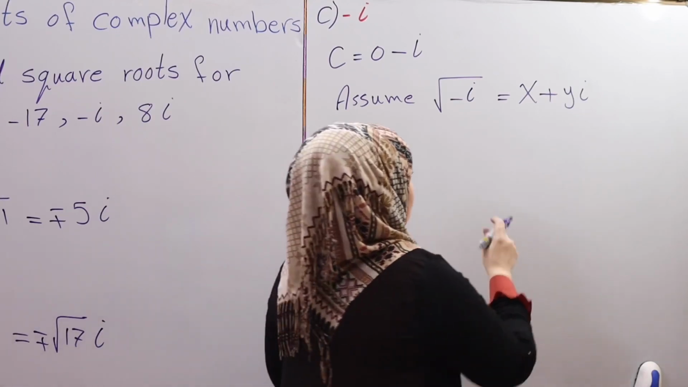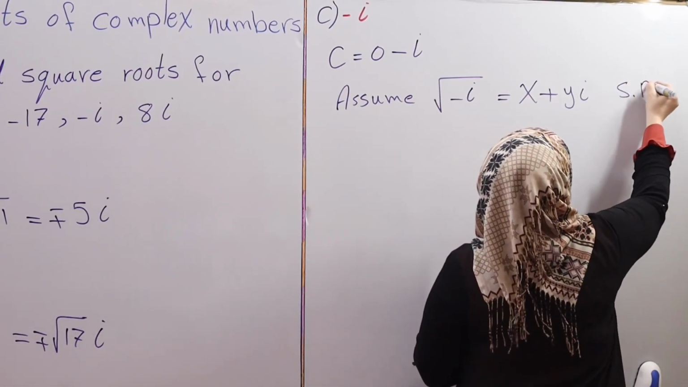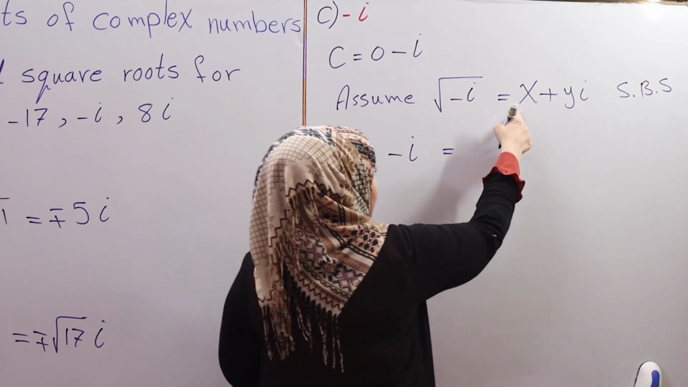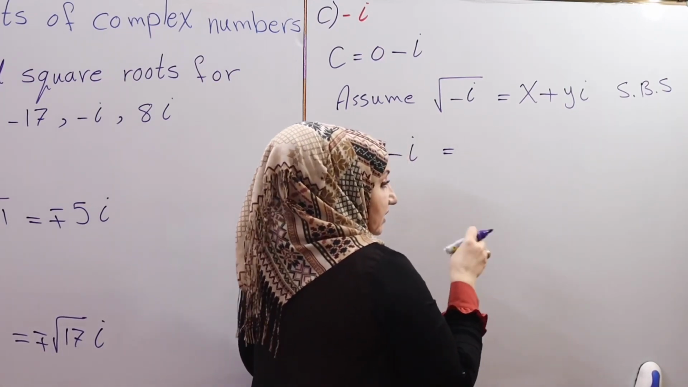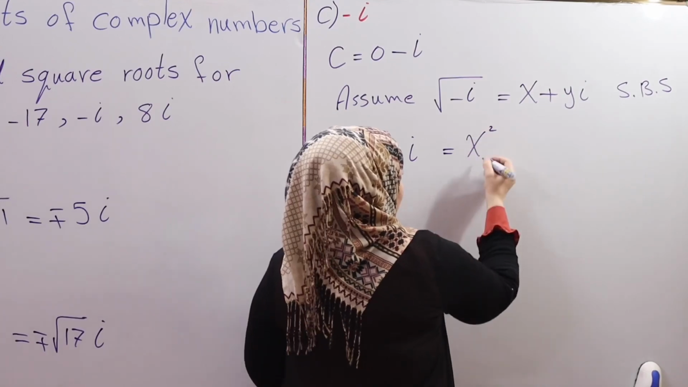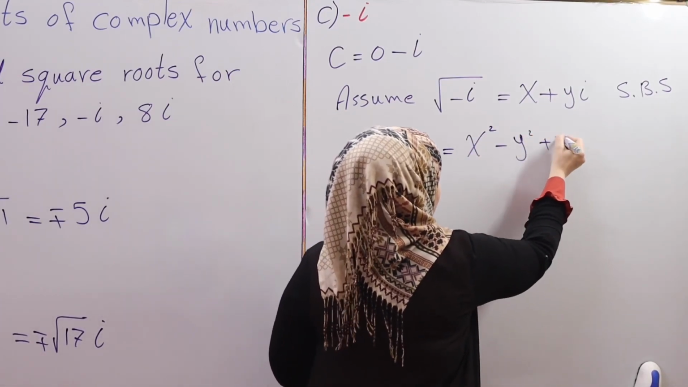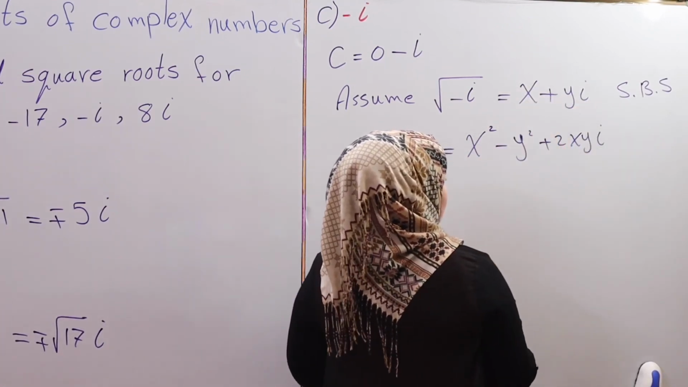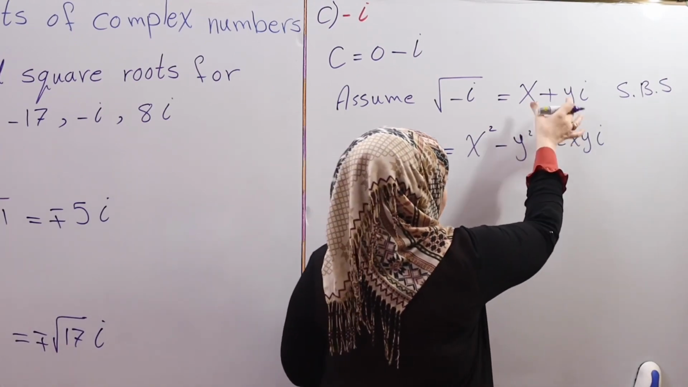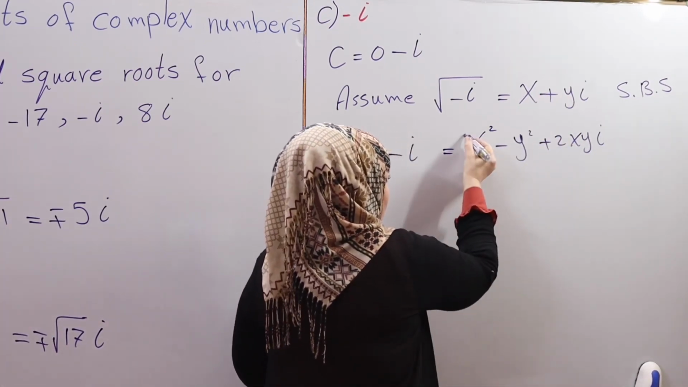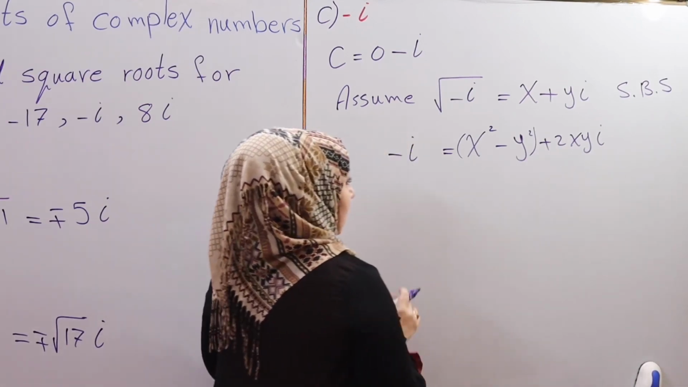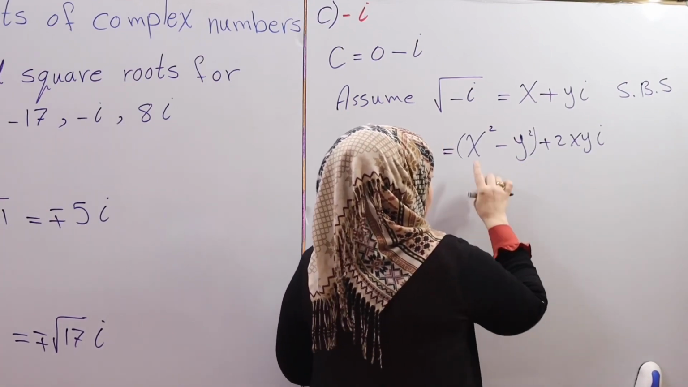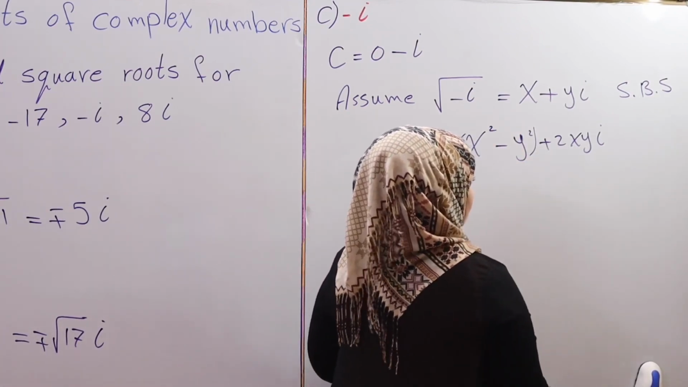Now we will square both sides. So we get negative i equals, we have a rule, x squared minus y squared plus 2xyi. When we square the right side, x plus yi, it is a perfect square, and when we expand it, it gives this expression, x squared minus y squared plus 2xyi.